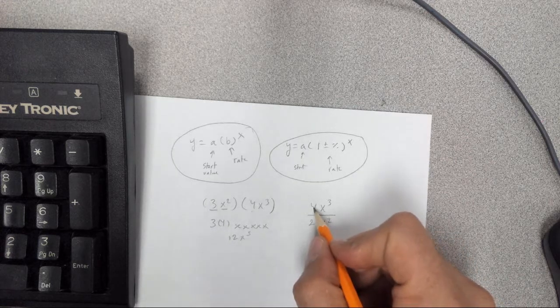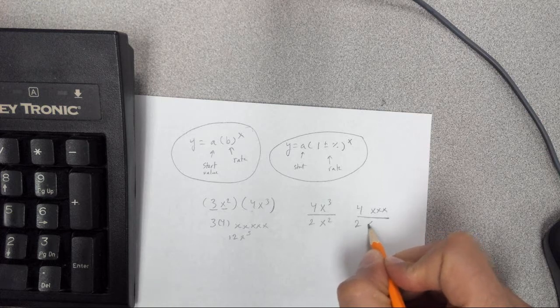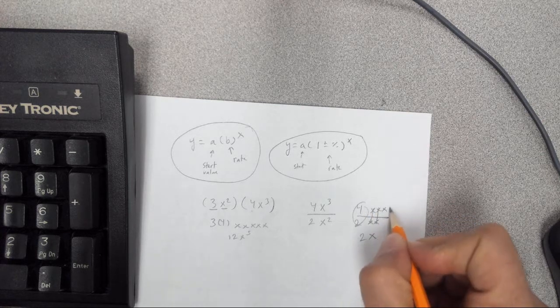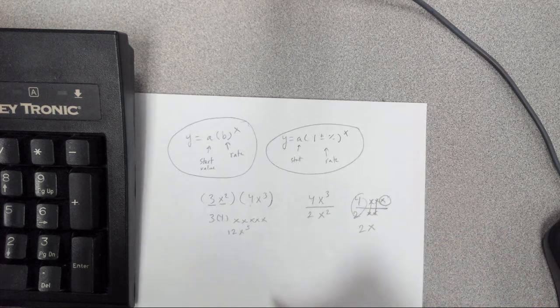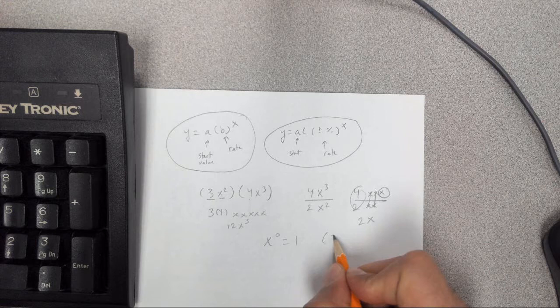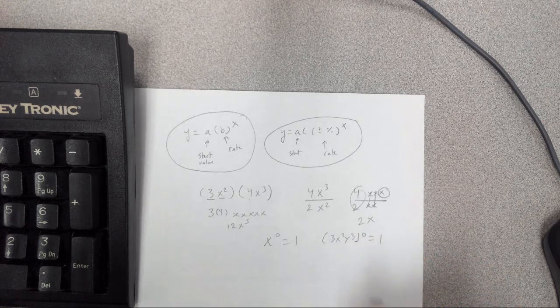Again, you do exactly the same thing for division. You expand it, and you organize them under each other. Now, in this case, these cross out, and 4 divided by 2 is 2, so 2x. There are also other rules to remember. Anything to the power 0 is 1, even if it's a bunch of stuff. As long as it's powered to 0, it ends up being 1.